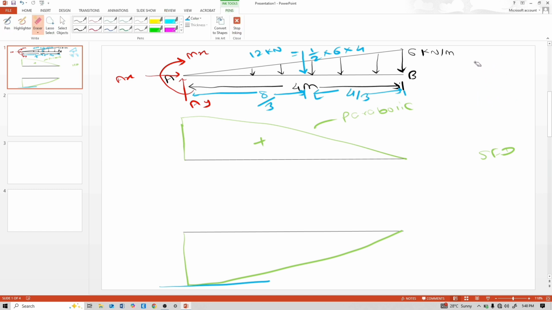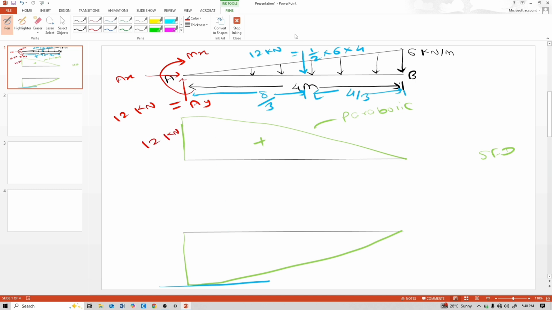Now calculate this Ay reaction. This Ay is upward, so positive Ay. This 12 kilonewton is downward, minus 12, so equal to 0. So Ay is 12 kilonewton. Reaction is 12 kilonewton. That means this shear is 12 kilonewton.